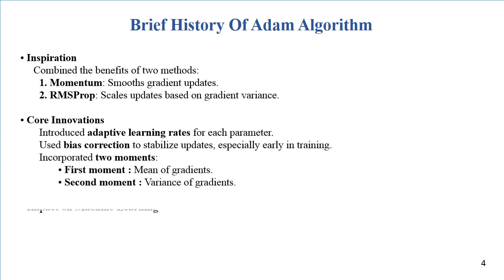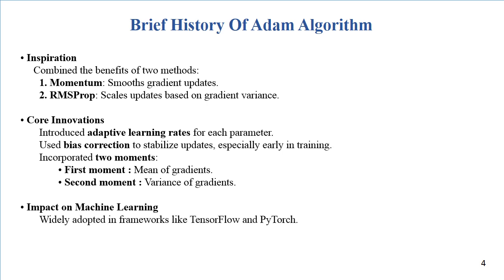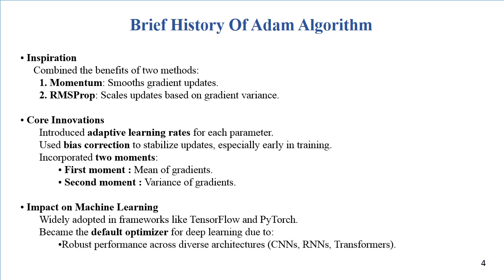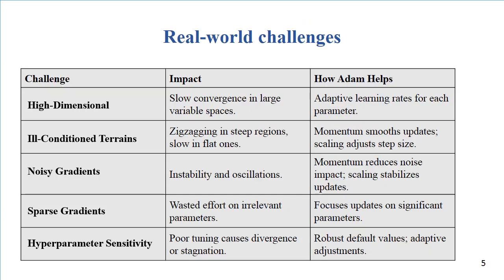The impact of this method on machine learning has been substantial, as it has been widely adopted in frameworks such as TensorFlow and PyTorch. Moreover, due to its robust performance across diverse architectures, including CNNs, RNNs, and transformers, and its ability to handle sparse gradients and noisy data, it has become the default optimizer in deep learning. In this section, we examine the impact of the ADAM method on real-world optimization challenges.